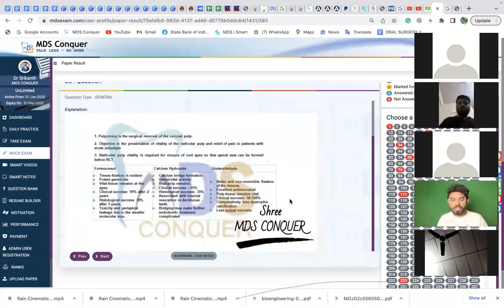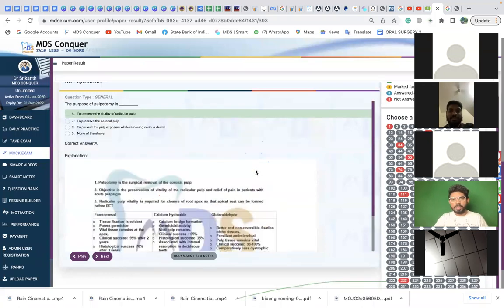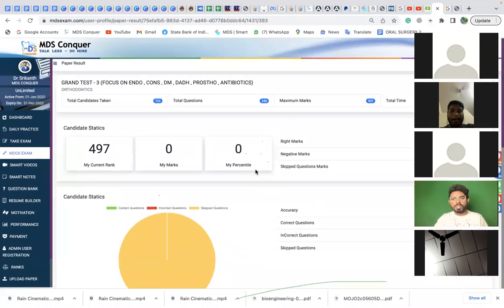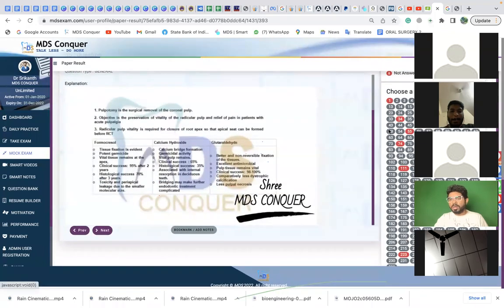Where to see bookmark questions? Open your question paper. See, this is my question paper. Open your question paper, which is answered. Then whatever bookmark you have marked, you can see the bookmarked questions.